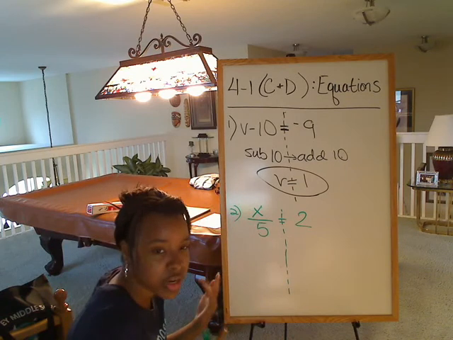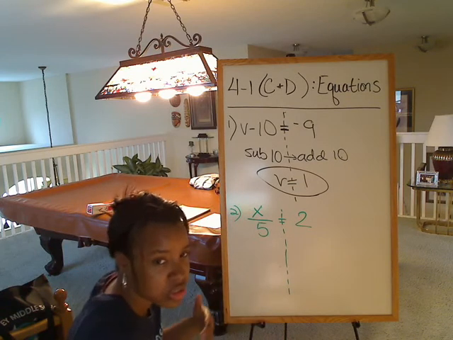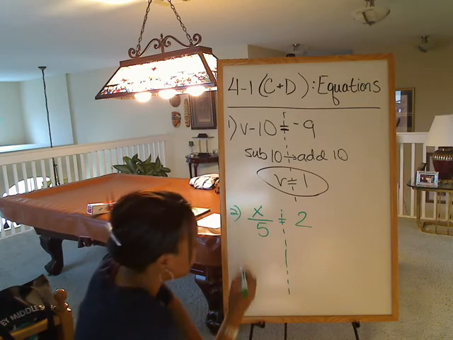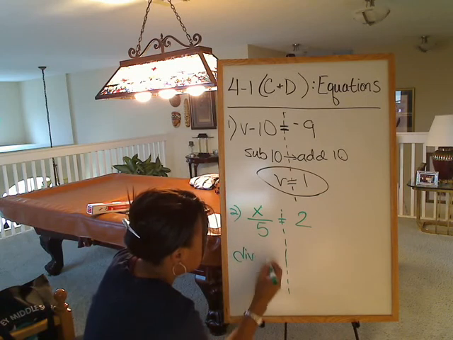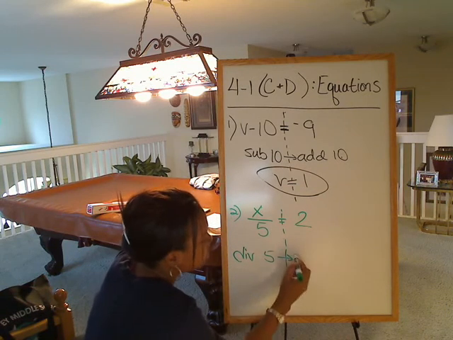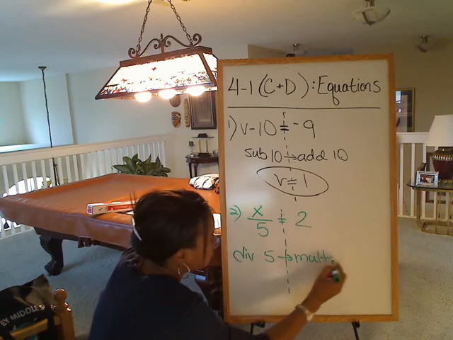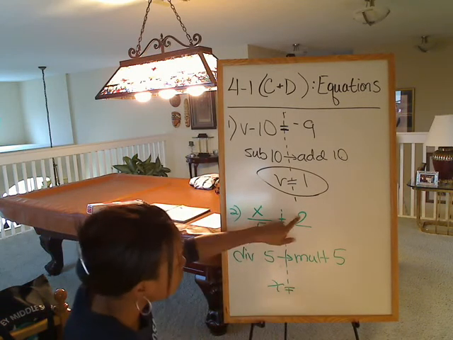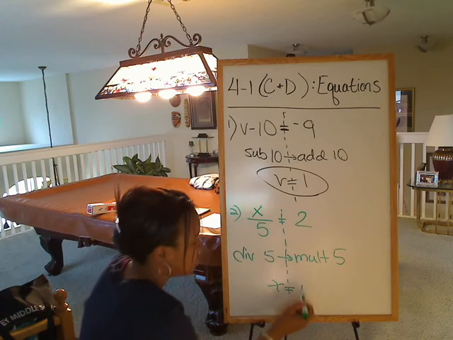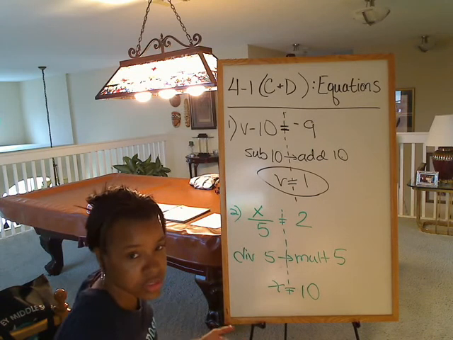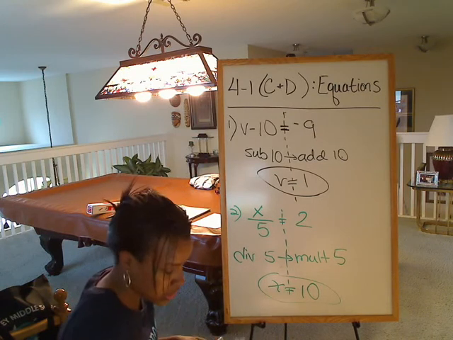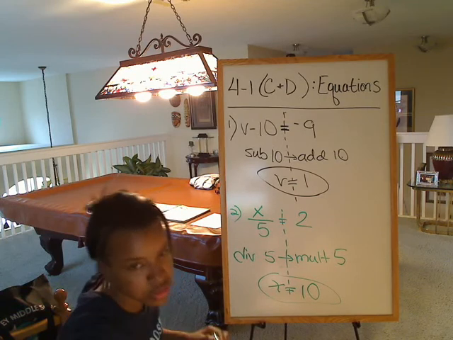Remember, anytime you see a fraction, it's the same thing as division. So this really reads x divided by 5. So if they divided by 5, we're going to multiply by 5. Okay, so 2 multiplied by 5 is 10. So x equals 10, and that's how you solve it. So it's pretty simple. These are all one-step equations. I'll do a couple more, then we'll go on to the two-step equations.